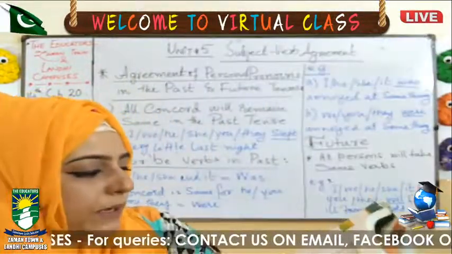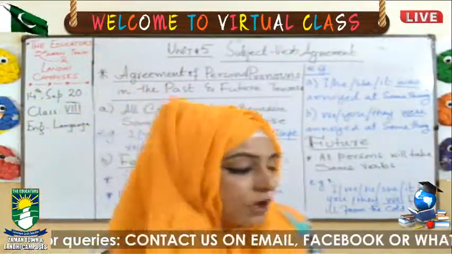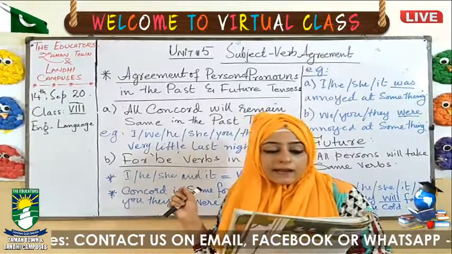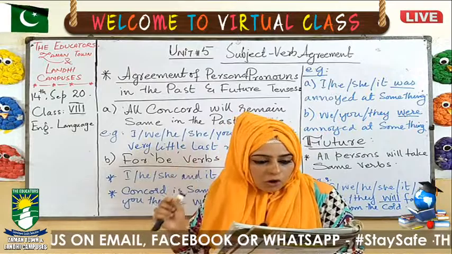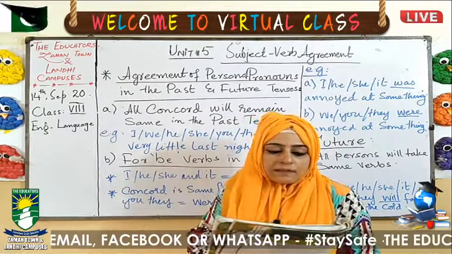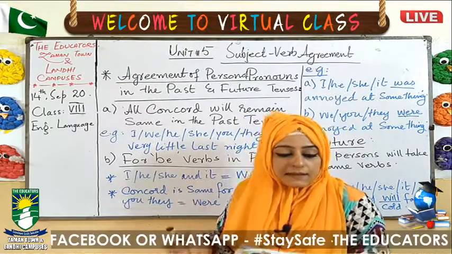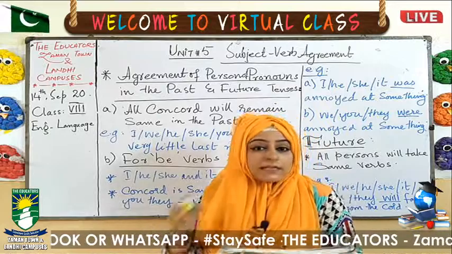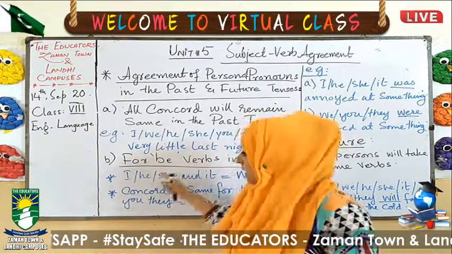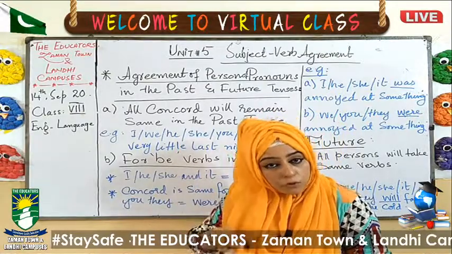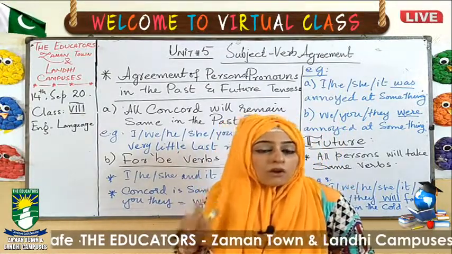Okay, page number 29. What you have to do is copy this heading, agreement of person of the pronoun in the past and future tense, in your copy. You will copy the rules which have been discussed. Rule for the past tense with example you have to copy. Rule for the be verb as I have described here, you have to copy in your copies along with the examples.